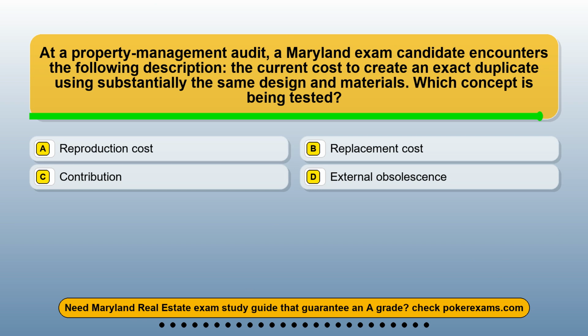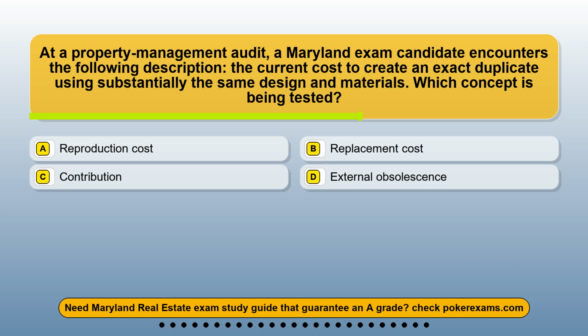Question 14. At a property management audit, a Maryland exam candidate encounters the following description: the current cost to create an exact duplicate using substantially the same design and materials. Which concept is being tested? Option A. Reproduction cost. Option B. Replacement cost. Option C. Contribution. Option D. External obsolescence.